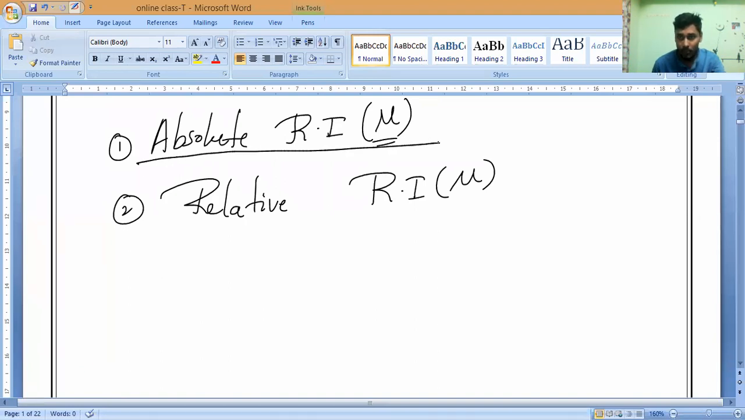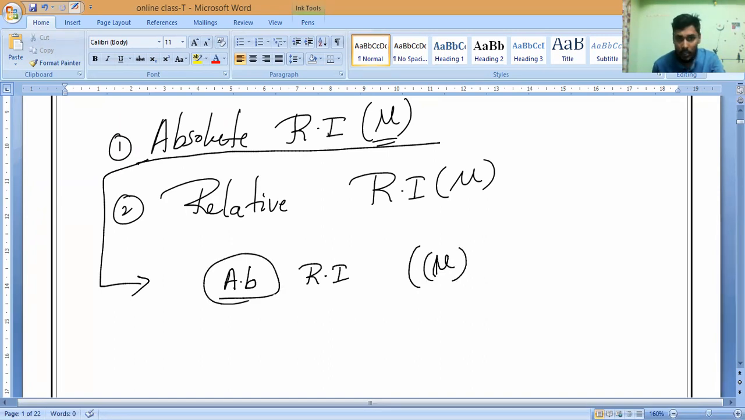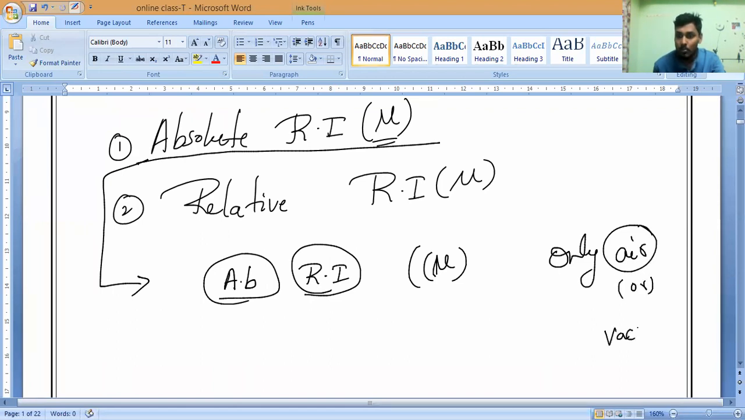If they luckily ask you absolute refractive index, then it is going to be very easy. Remember, absolute refractive index means we are comparing the speed of light in any medium, X medium or Y medium or Z medium, it doesn't matter for us. Whenever you see the term absolute refractive index, or they simply ask you refractive index, then always for the given medium we have to compare the speed of light with only air, or we can compare with vacuum. Both speeds are the same.